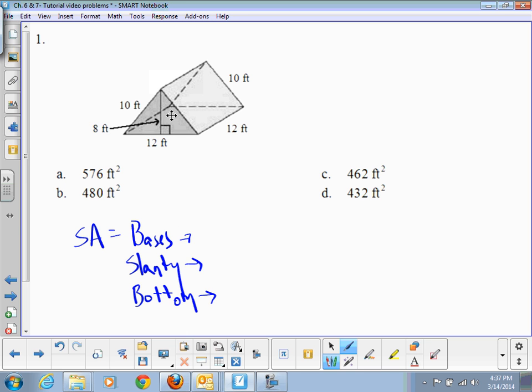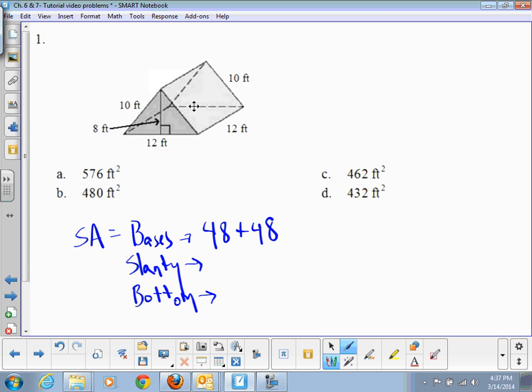First of all, this is a triangle. So the area of a triangle is base times height divided by 2. So 12 times 8, that's 96, divided by 2 is 48. So the bases are 48 and 48. So now we've taken care of the front and the back, which are actually the bases.